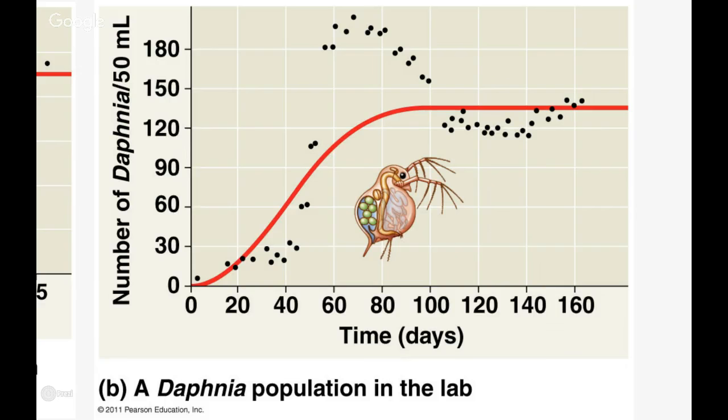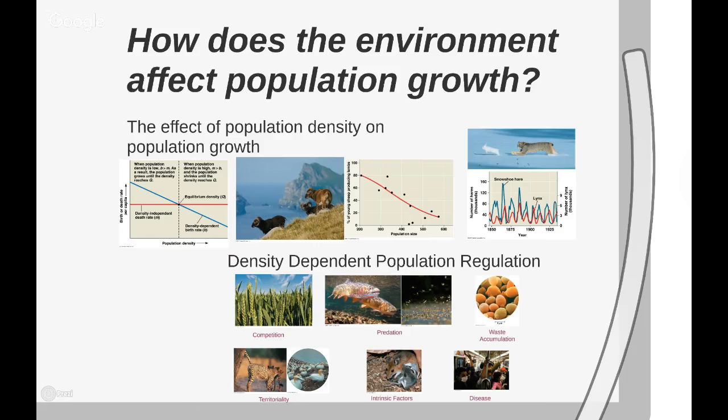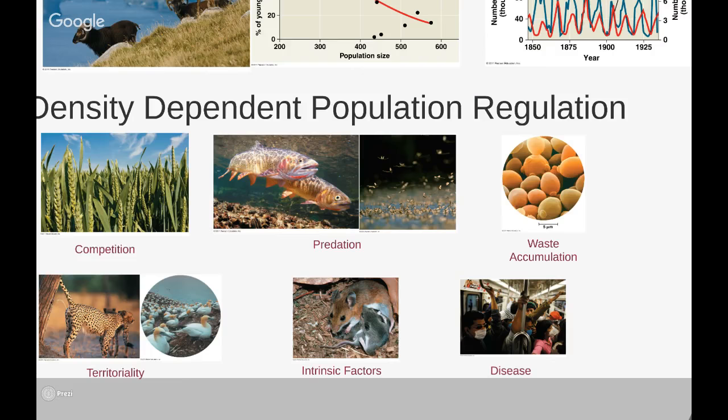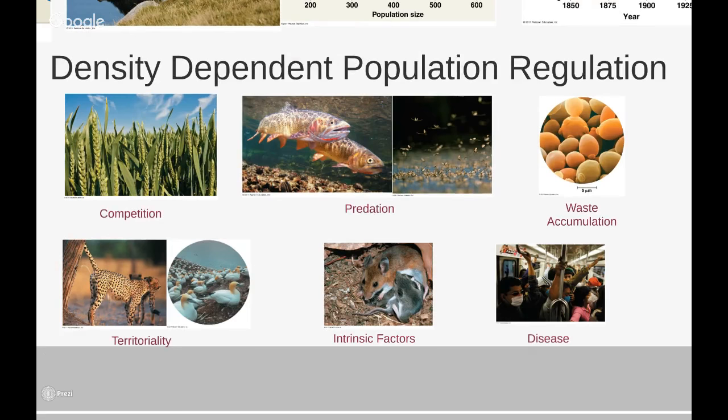There's all kind of factors that limit that carrying capacity. So what factors, how does the environment affect population growth? So you have mainly, we talked about density dependent factors, where you have competition for resources, you have predation, you have waste accumulation, territory, space, just intrinsic factors, and then disease can be density dependent. And then we had all those density independent factors, which I don't have pictures of, but those are your more random natural disasters that it doesn't matter how dense the population is, the factor is going to regulate the population regardless.